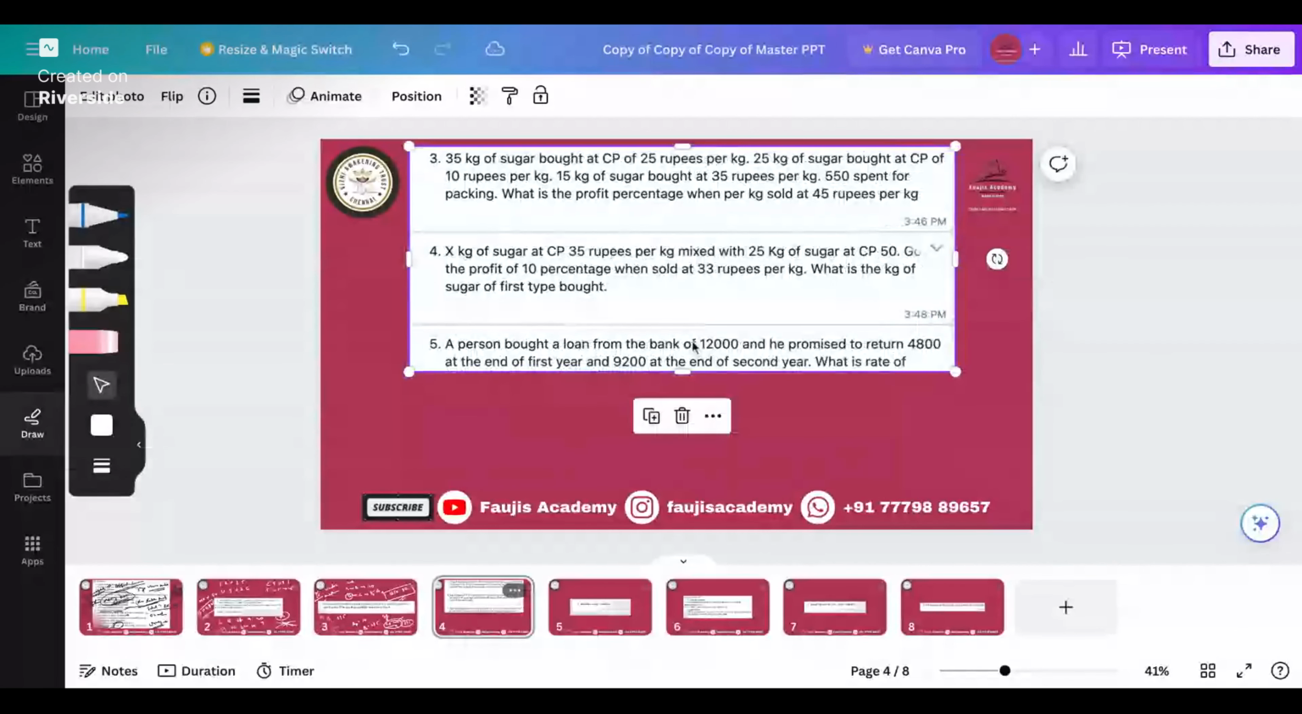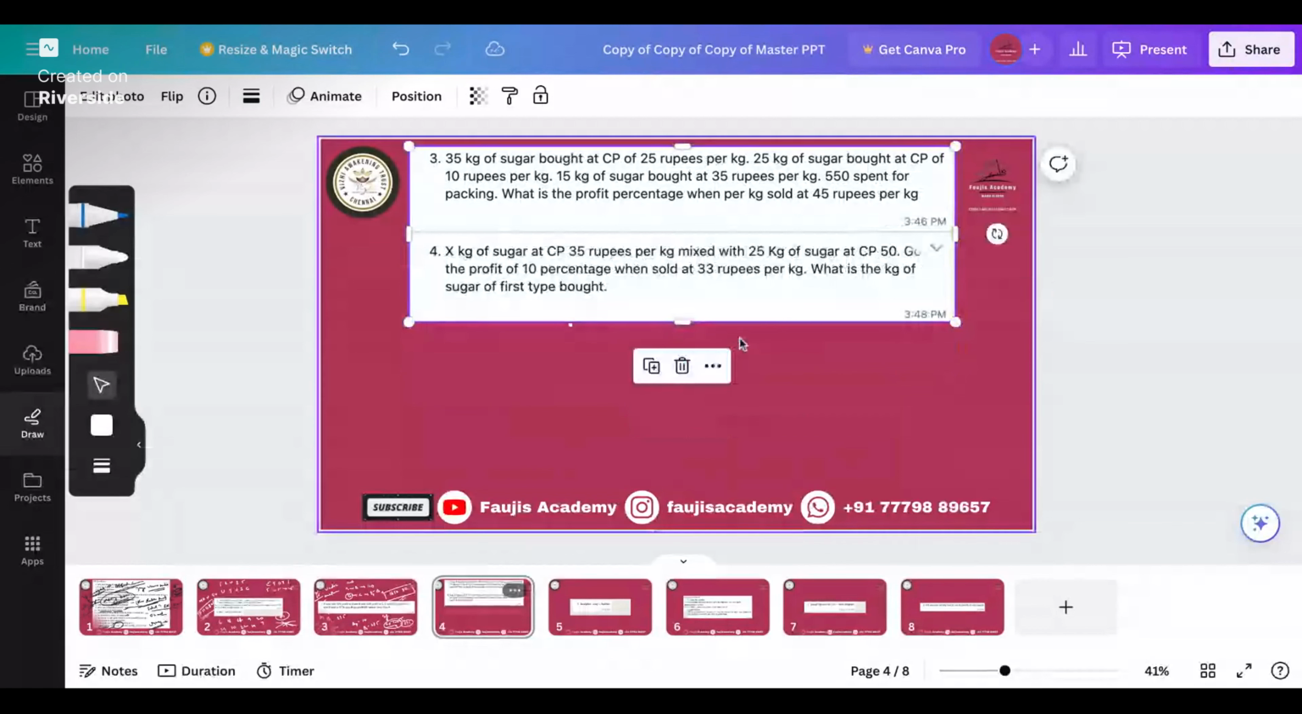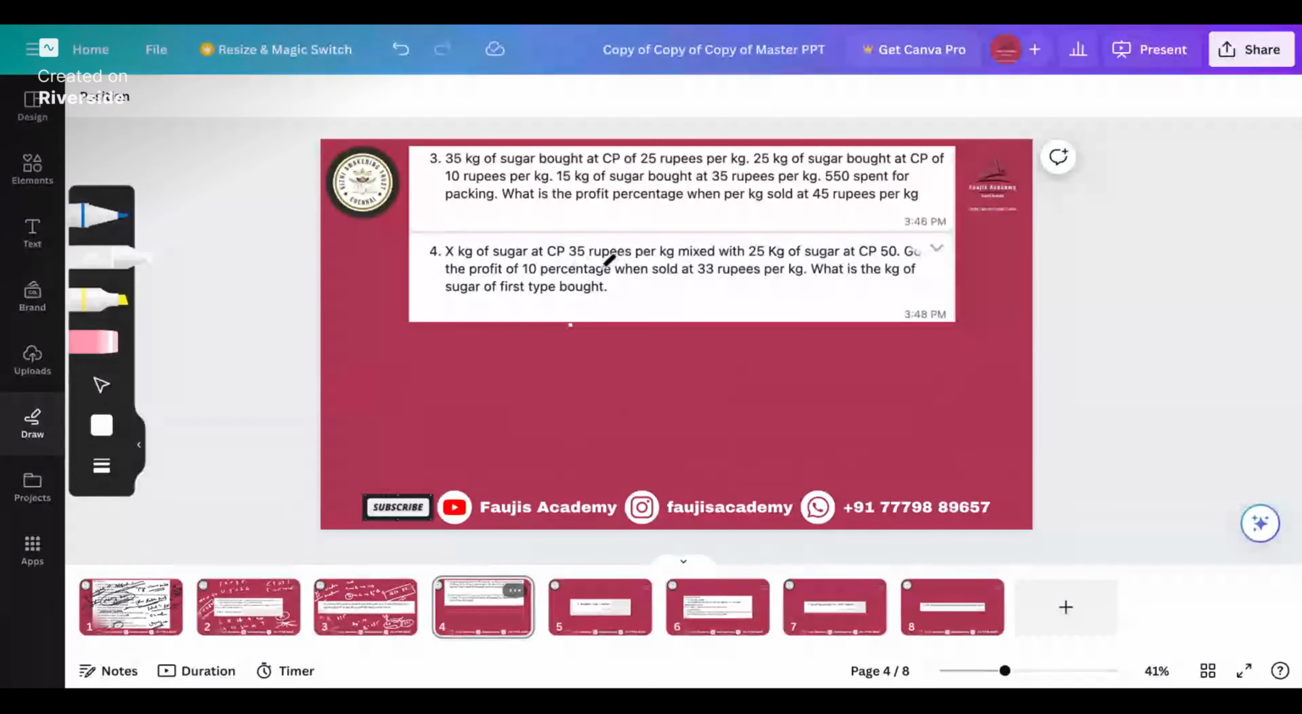Let's work on question number 4. X kg of sugar at CP 35 rupees per kg is mixed with 25 kg of sugar at CP 50, and the profit is 10% when sold at 33. So the net selling price is 33 and profit percentage is 10. So x plus 10% of x is equal to 33.